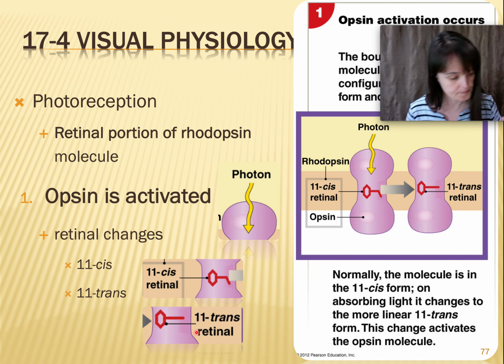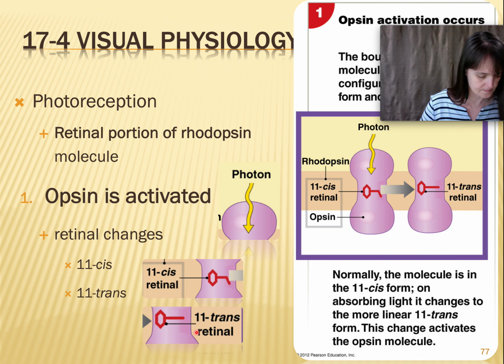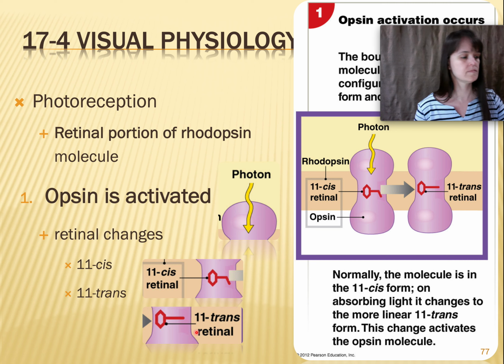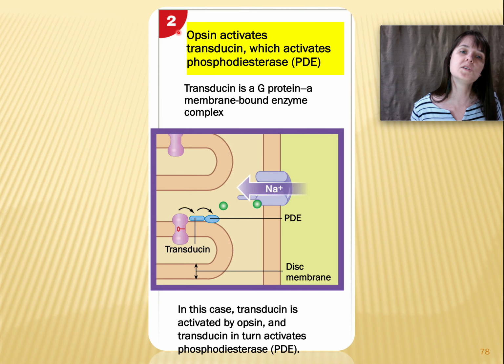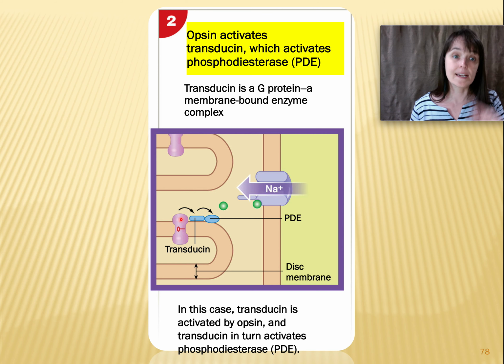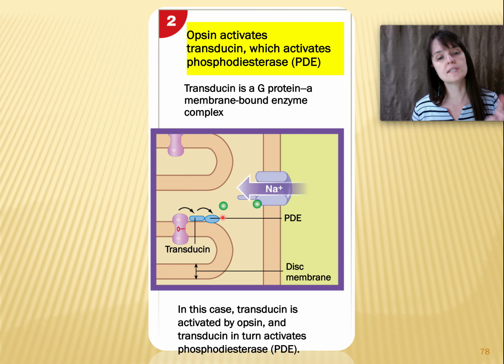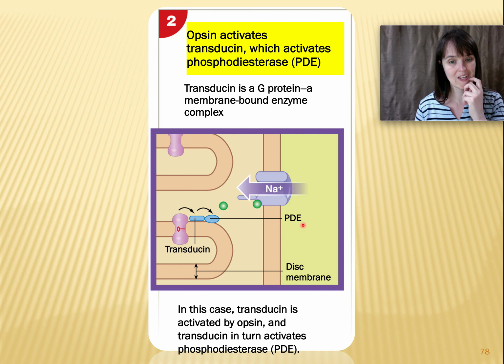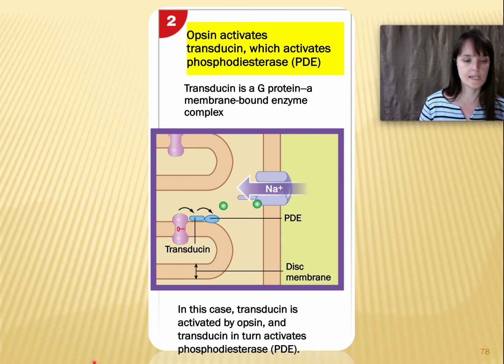Next. Oh, yay, it worked. Number 2, the activated opsin activates transducin. And the transducin activates the phosphodiesterase, PDE. So the photon activates the opsin, changes the shape of the retinal, and the activated opsin activates transducin. The activated transducin activates the PDE.